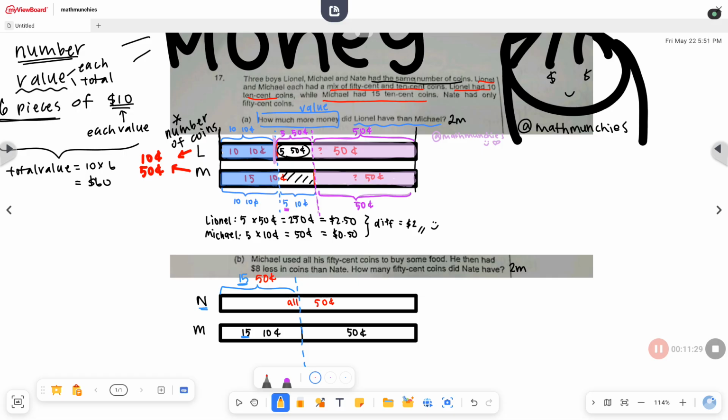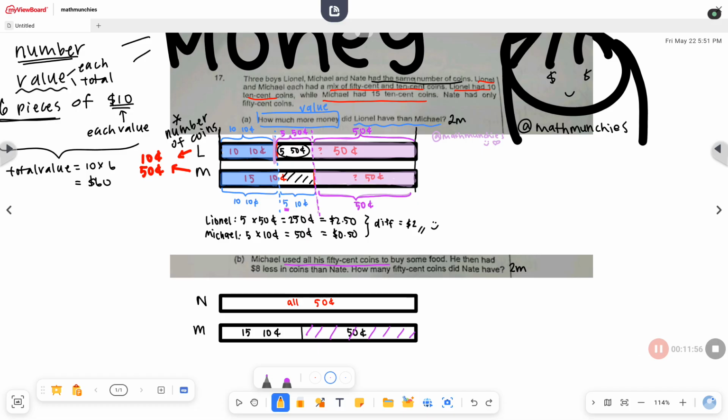Okay? But you need to be very careful. I cannot assume that this is 15 and this 15 yet. So I do not do that yet. I read the question first. Because they say that Michael used all his 50-cent coins, right? So he used all of his 50-cent coins. So this one he used all. Finished.